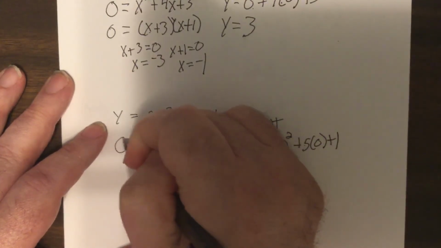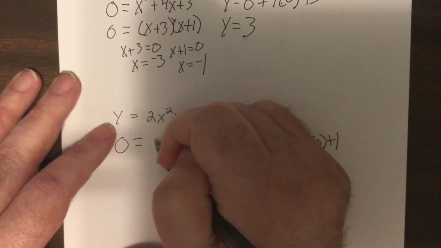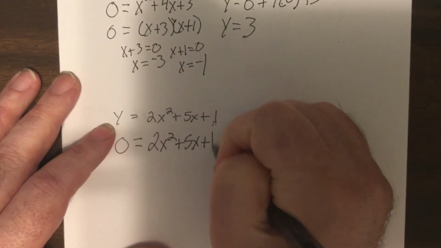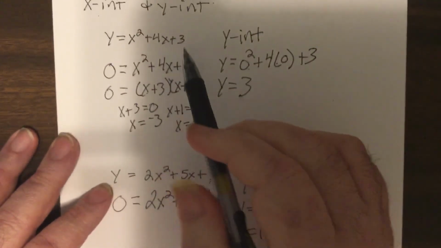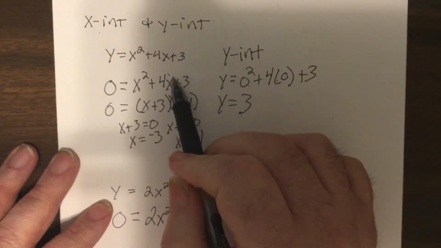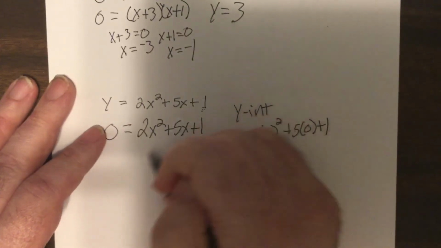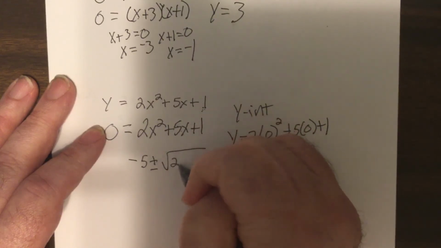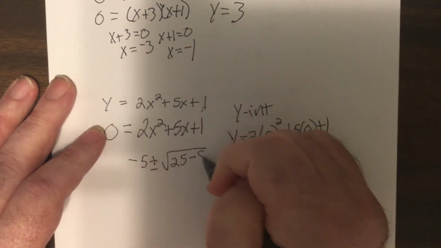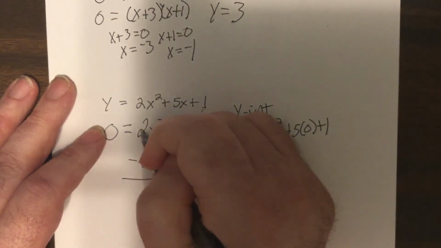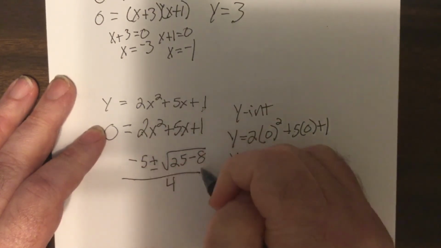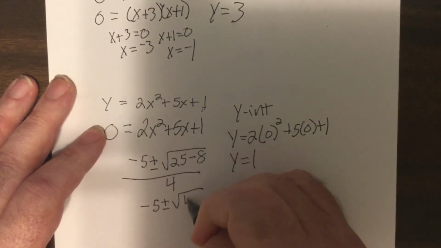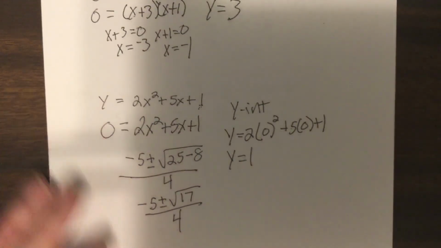Now, this one, I put 0 in to find the x-intercepts, but I cannot factor this one. So we could use the quadratic formula. Now, if you wanted, you could have used the quadratic formula for the previous one. But negative b plus or minus the square root of b squared minus 4ac all over 2a. 2 times 2 is 4. And it's all over 4. People always forget that. So negative 5 plus or minus square root of 17 over 4.